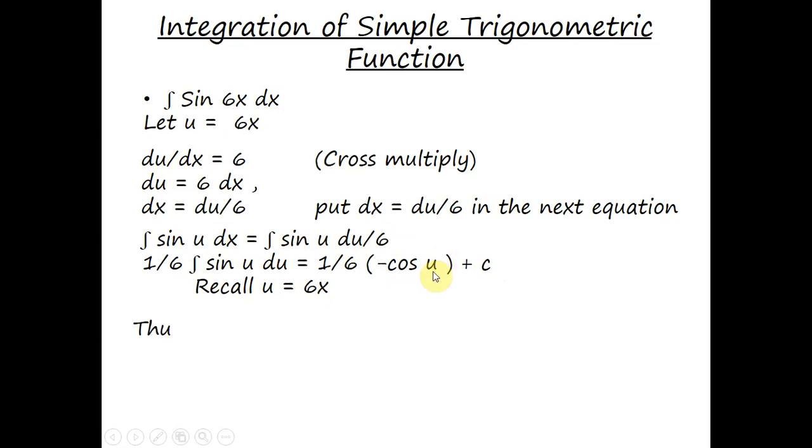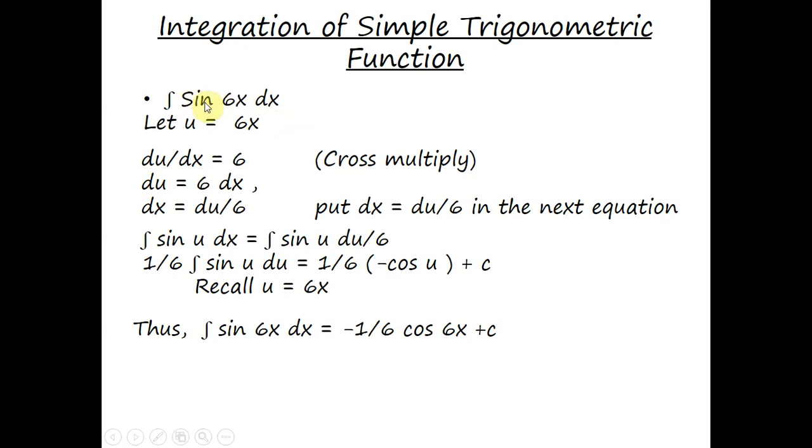Then we now have that 1 over 6 integral of sine 6x dx is equivalent to negative 1 over 6. We move the negative here behind, which is cos 6x plus c. And that is our final answer. And that's just the integral of sine 6x dx, because this is differentiable and this is also differentiable. So both of them are differentiable.